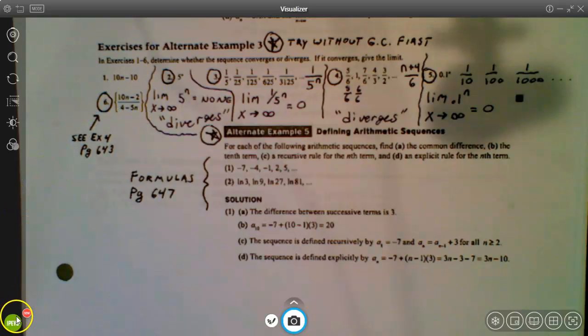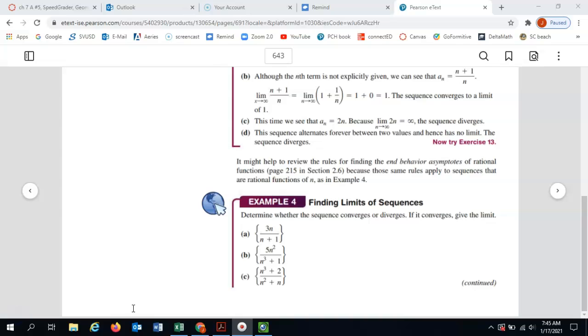I'll take a look at one more with you because this one's a little tougher to see. I wanted to remind you of a couple rules from first semester when we were looking for horizontal asymptotes with rational functions like this. When you have a variable on top and bottom with the same exponent, like n to the first, the horizontal asymptote is this coefficient divided by this coefficient. In this case, it would be 3 divided by 1, so this graph is going to have a horizontal asymptote of 3.